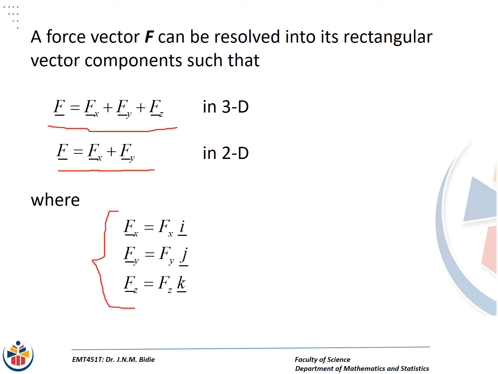The vector fx is the length fx multiplied by i. Remember, when we don't have that dash underneath, it means it's just a scalar. So fx times i, fy times j, and fz times k represent those three vectors, fx, fy, and fz.